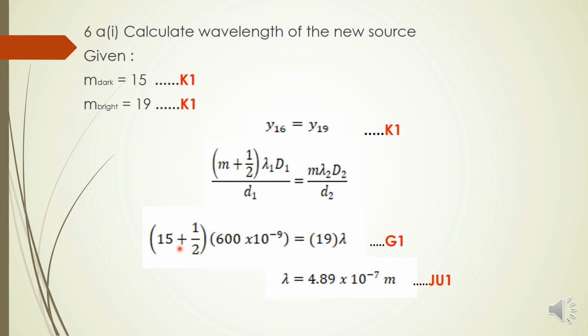Okay, we substitute the order and lambda for the bright fringe, lambda for the dark fringe 600 times 10 to the power of negative 9, and we want to find the new lambda for the 19 bright fringe. So all substitutions are correct, get 1 mark. So lambda calculated from the equation above is equal to 4.89 times 10 to the power of negative 7 meter.